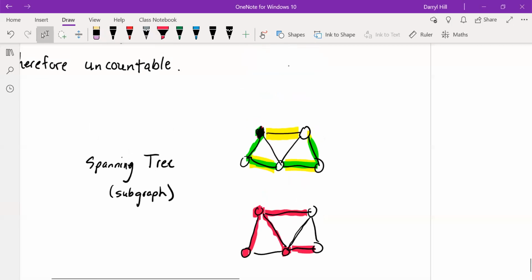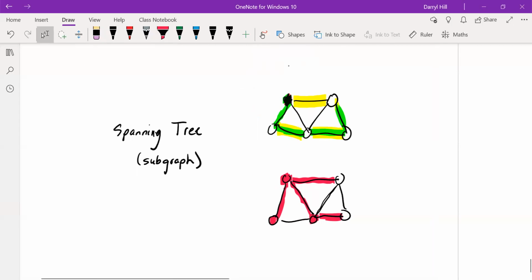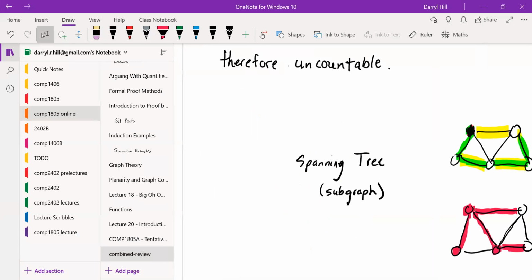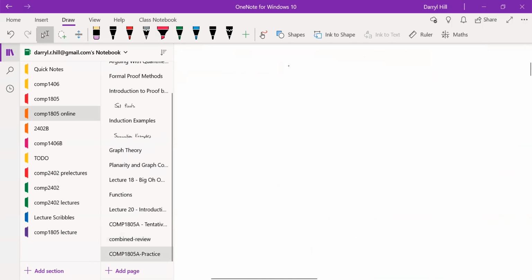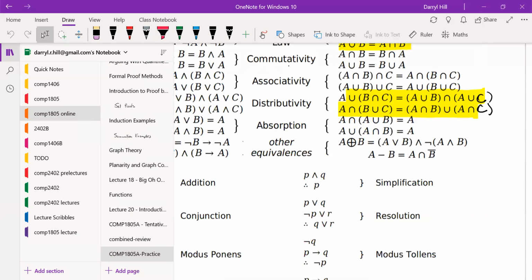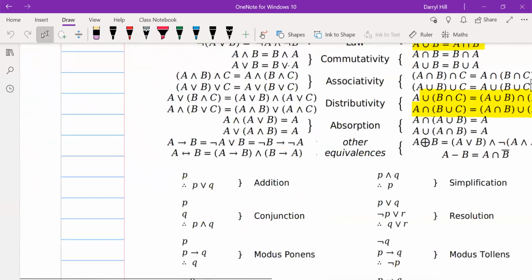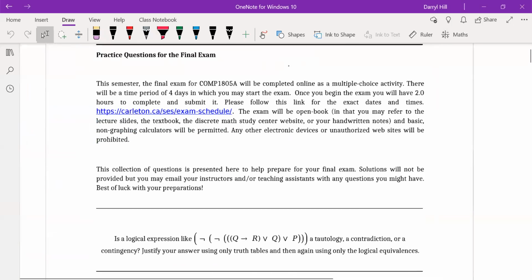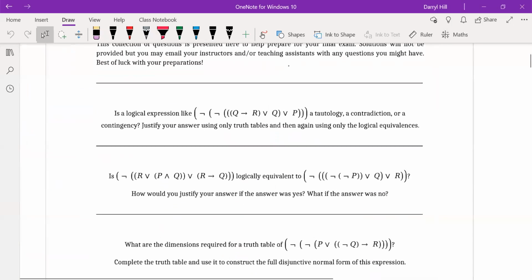All right. Any other questions about spanning trees? We could do another example on the practice quiz, if you want. Okay, so here, the practice quiz.